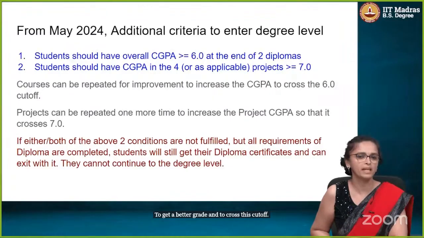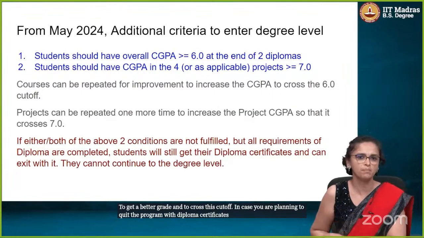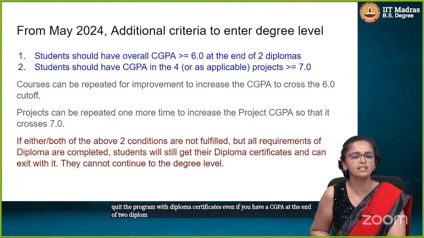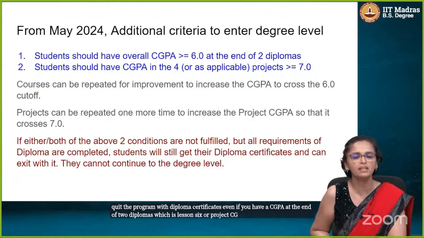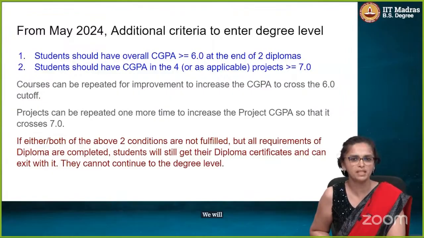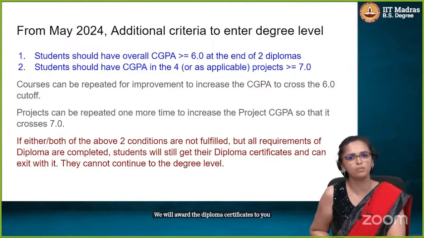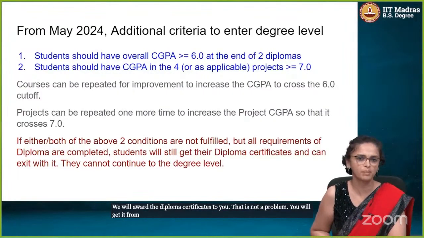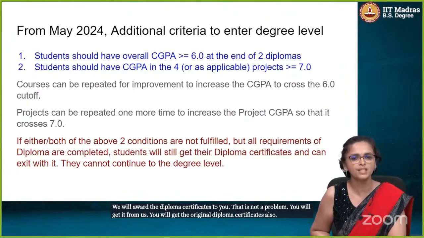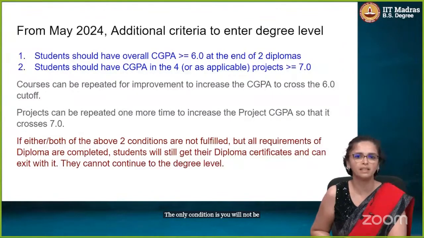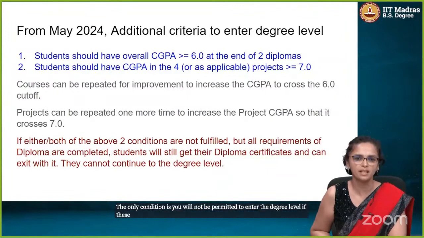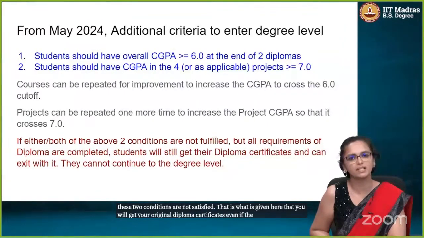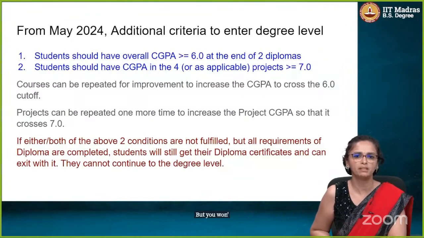In case you are planning to quit the program with diploma certificates, even if you have a CGPA at the end of 2 diplomas which is less than 6 or project CGPA of less than 7, we will award the diploma certificates to you. That is not a problem, you will get the original diploma certificates also. The only condition is you will not be permitted to enter the degree level if these 2 conditions are not satisfied. That is what is given here, that you will get your original diploma certificates even if the criteria is not satisfied, but you won't be permitted to enter the degree level.